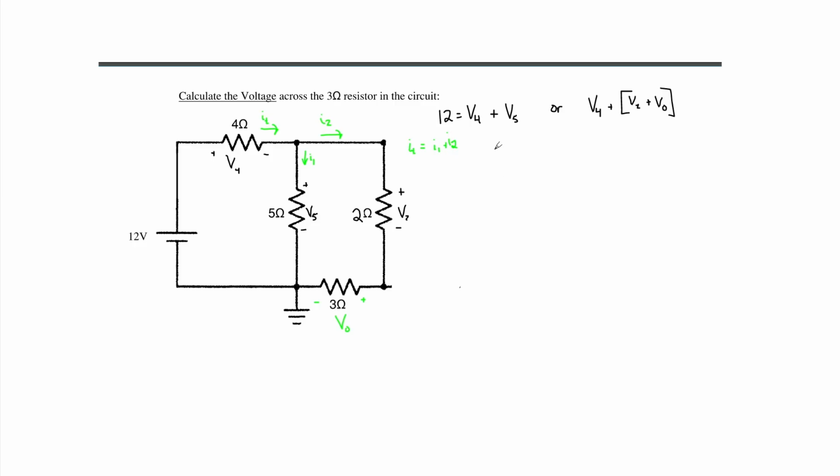So, looking for our total equivalent resistance, I see that we have our 4 ohm resistor plus our 5 ohm resistor in parallel with our 2 ohm plus our 3 ohm. That gives us a total equivalent resistance of 4 plus 5 in parallel with 5, which is 2.5 ohms. Gives us a total equivalent resistance of 6.5 ohms.